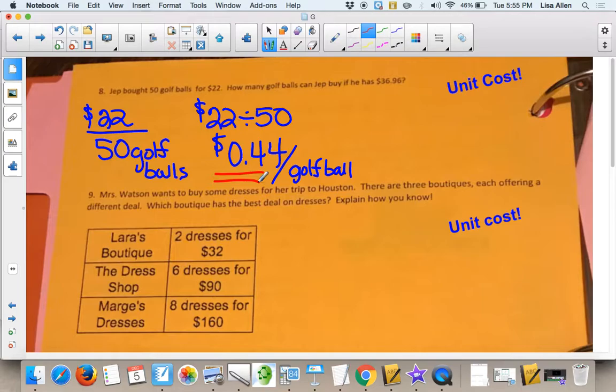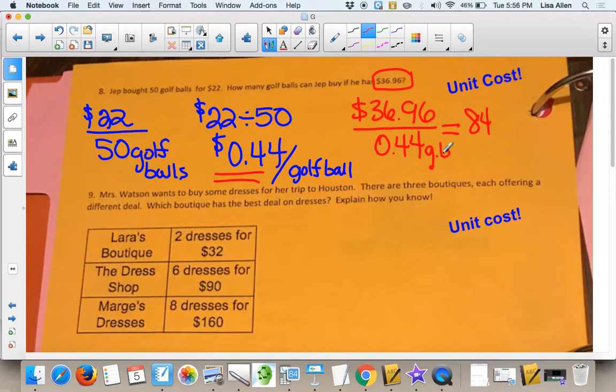So how many golf balls can Jet buy if he has $36.96, right? So if he has this much money, I'm going to take $36.96 and I want to say how many 44 cents sets can I get from that? So I'm going to divide that by 0.44. So if I divide that by 0.44, I think I find that I can buy 84 golf balls, okay? Right, is that it? 84 golf balls.